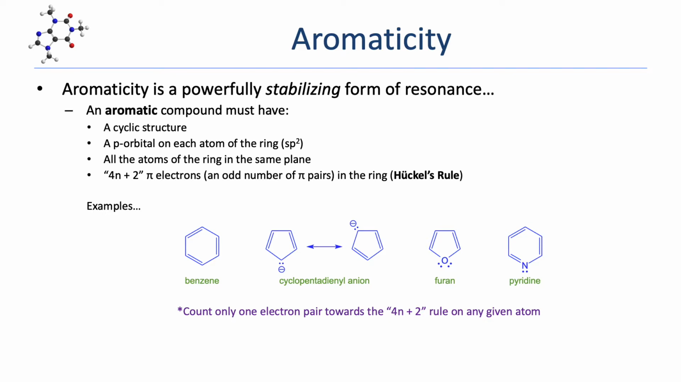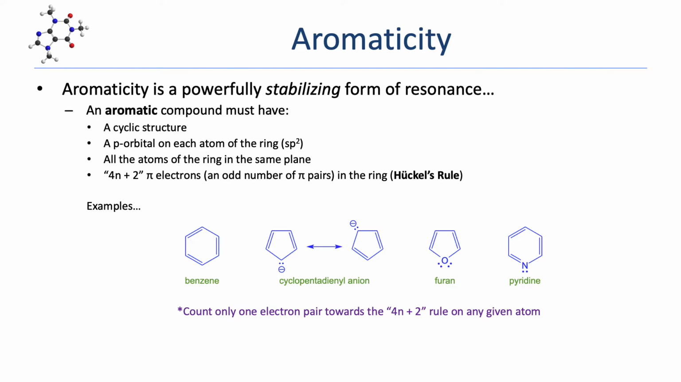Specifically, an aromatic compound must have a cyclic structure, a p orbital on each atom in the ring, usually referring to sp2 hybridization. All atoms in the ring must be coplanar, in the same plane. And the ring must follow Huckel's rule, which means it must have 4n plus 2 pi electrons, or an odd number of pi pairs. The expression 4n plus 2 is just a way of generating specific numbers of pi electrons.